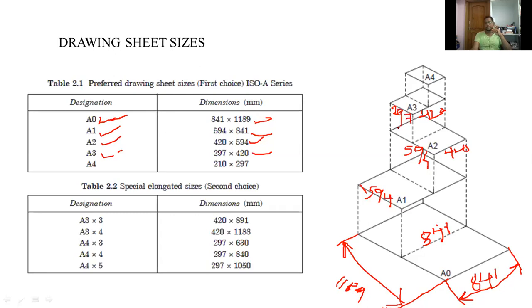Okay, now similarly this one is A4 size sheet. So the width of A4 sheet is equal to width of A3. So this one is 297, and this length is equal to half of A3 size. So that is 420 by 2 equal to 210. This length is 210.